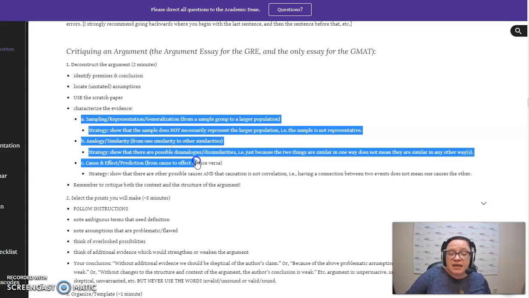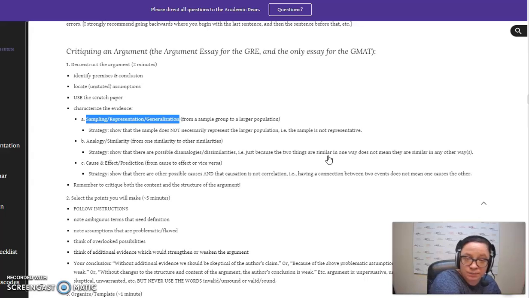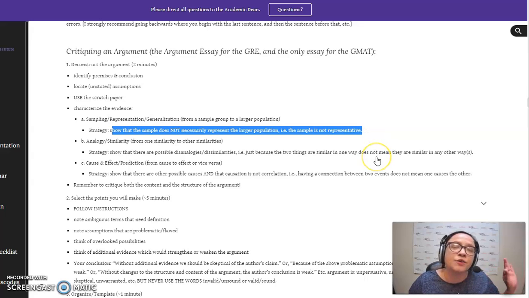So the three main inductive types of arguments you're going to see will be sampling or generalization type arguments, where the author will say, based on this smaller group, based on town A, a larger group has to do something. State B has to adopt this new policy that this little town has agreed on, or something like that. The strategy generally involves showing that the sample is not representative, that it does not actually give a comprehensive or truly effective picture of what the people in the larger group really want.